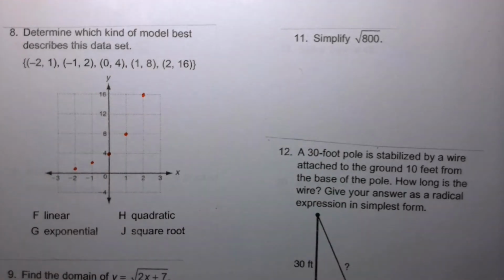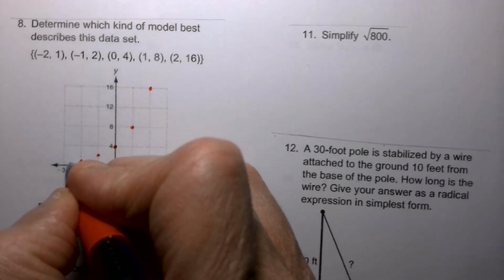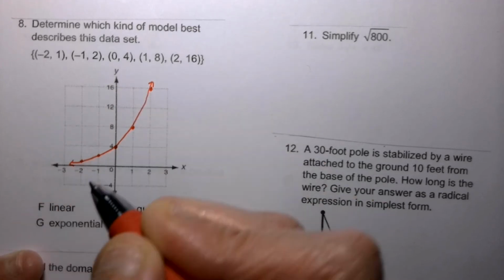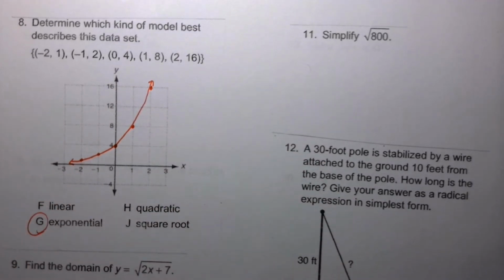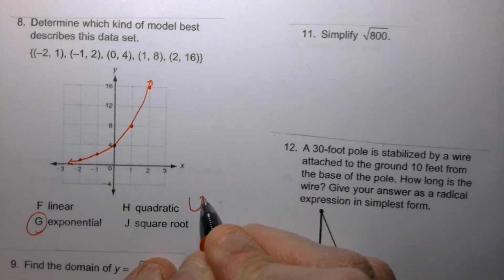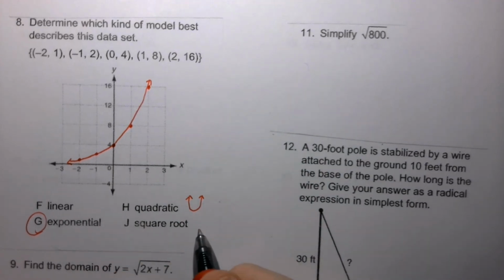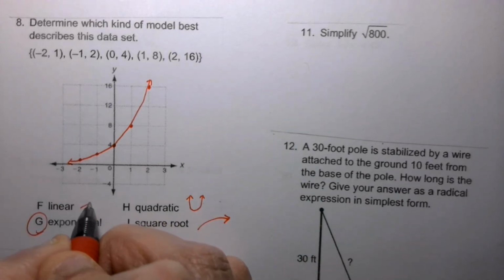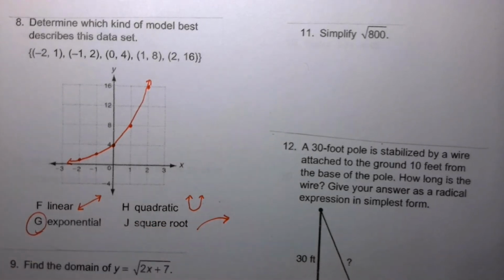All of a sudden we're making a curve, aren't we? Exponential. If it was quadratic, you would have had a U. If it was square root, you would have had a curve like that. And if it was linear, you would have had a straight line.